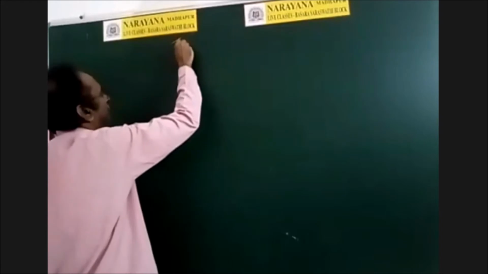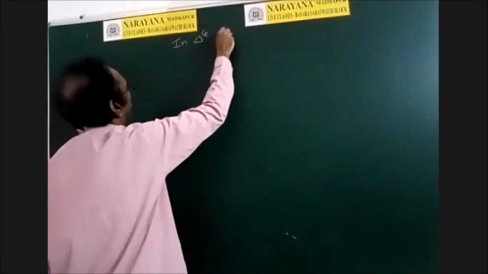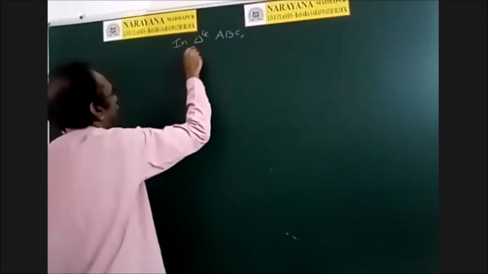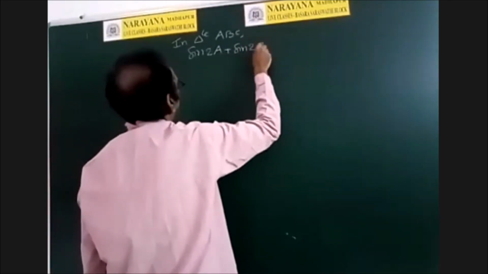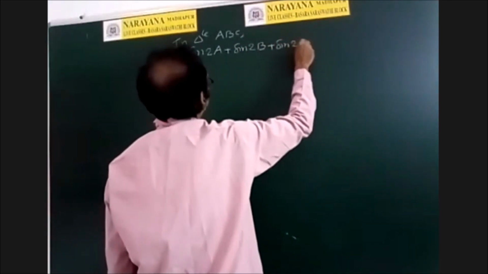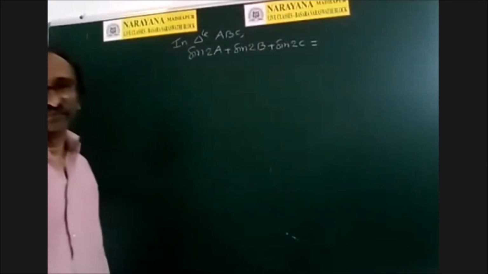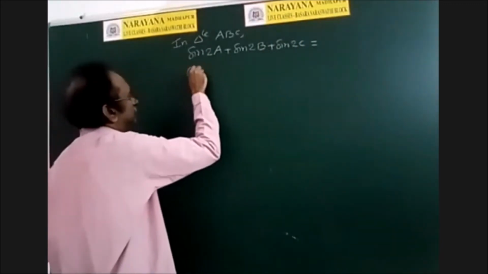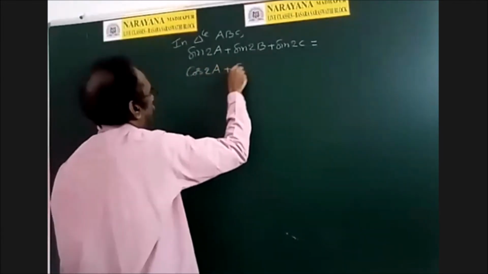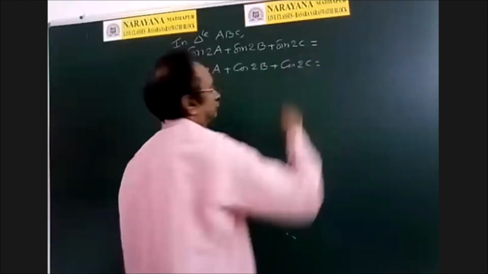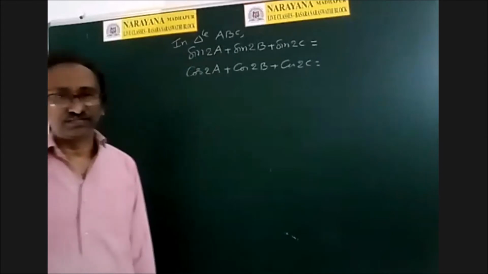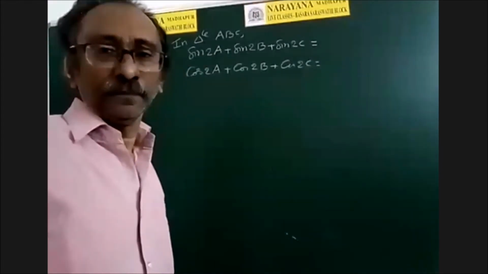Right? Now in triangle ABC, sin 2A plus sin 2B plus sin 2C is equal to what? And another result, cos 2A plus cos 2B plus cos 2C. So those who can give the answers can raise your hand. So only one person, Akash Kumar.